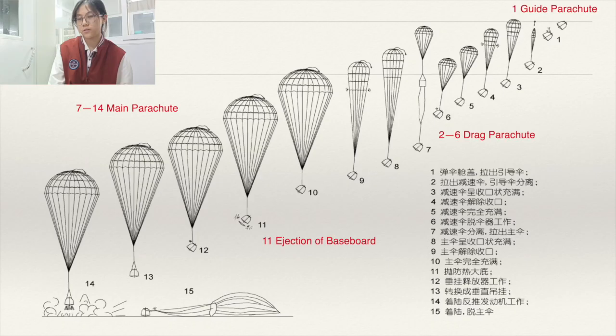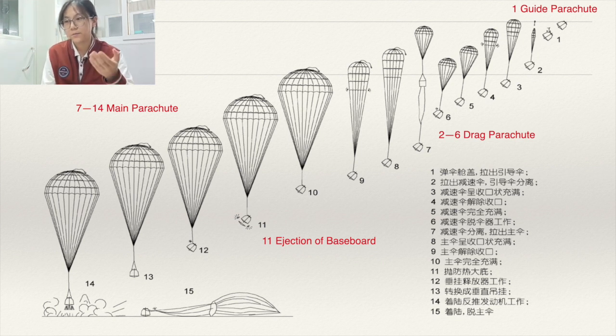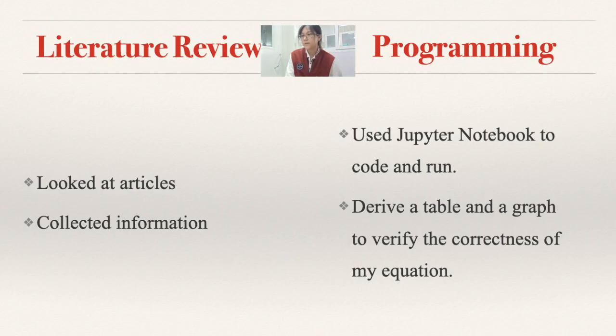My theoretical base. Okay, this graph shows the different stages of the deceleration. Like the first stage is the using of guide parachute, and 2 to 6 is the drag parachute, 7 to 14 is the main parachute, and at the stage of 11, the baseboard is ejected from the capsule. And then I divide my data into two categories, the variables and the constants. And I will go through them one by one later on.